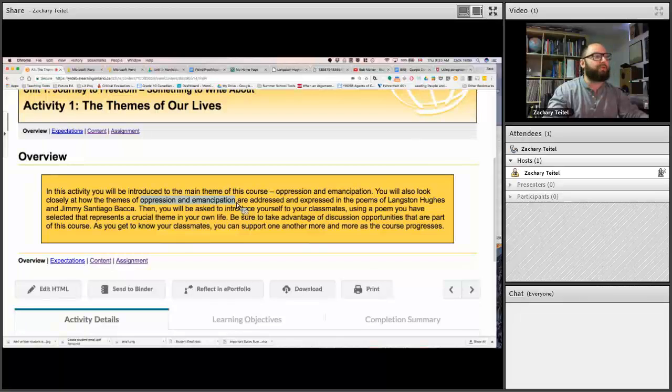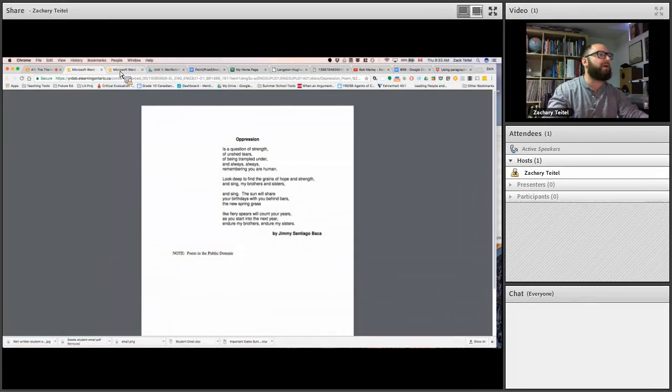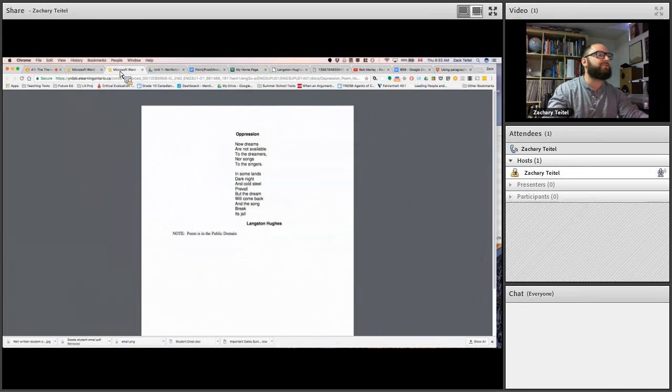Both the poems that we're looking at today are titled Oppression, which is also interesting, right? That in and of itself immediately tells us, if we look at Jimmy Santiago's poem and Langston Hughes's poem, both titled Oppression, that a theme, an idea, can be explored in multiple different ways, right? So both these poets took on this theme of oppression and offered the world their take on it.